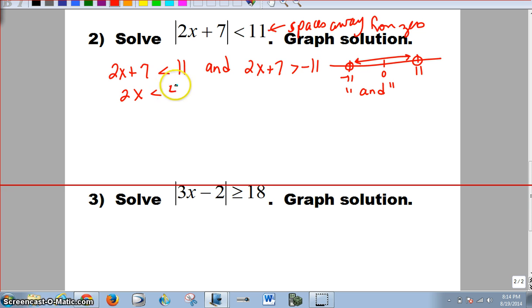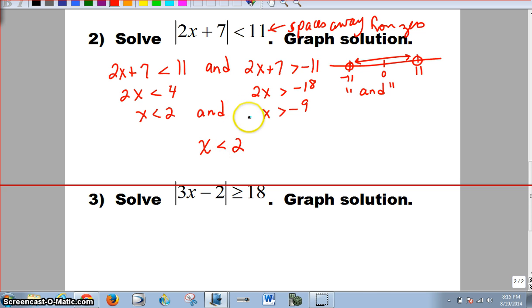11 minus 7 is 4, and we get x is less than 2. And then we subtract 7 again, and we get negative 18. Divide by 2, and we get greater than negative 9. So we want to say that x has to be less than 2 and greater than negative 9. So this is the way we write it. We put the x in the middle, and we write one going to the right. It doesn't matter which one we write first. x is less than 2 and greater than negative 9, just like that.